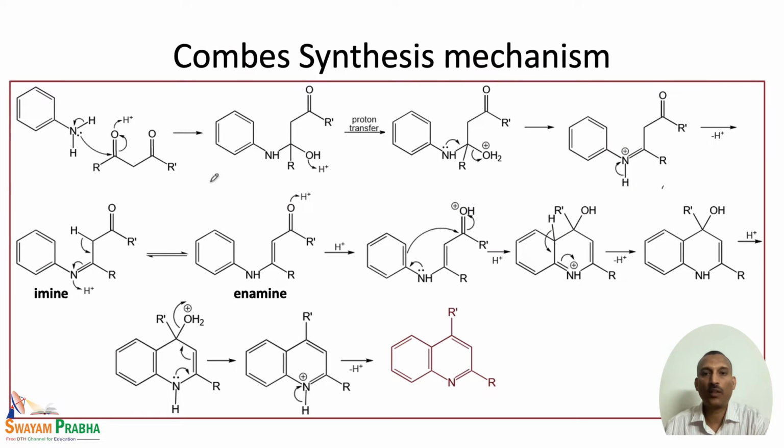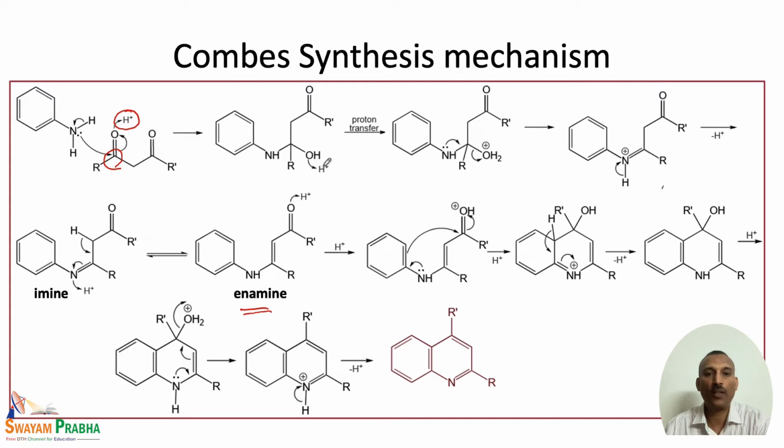Let us look at the mechanism for this reaction. As we mentioned, the main thing is the formation of the enamine. The enamine intermediate formation is a crucial step in this reaction. How this actually happens is, in the presence of acidic medium, because this reaction is carried out under acidic medium, the protonation of the carbonyl oxygen takes place. This is the initial step, and then this electrophilic carbon is attacked by the lone pair of electrons from the nitrogen.